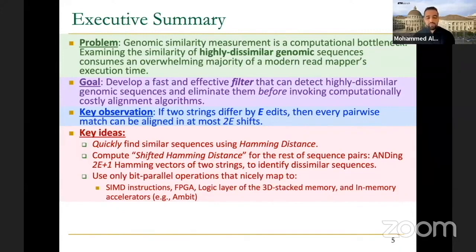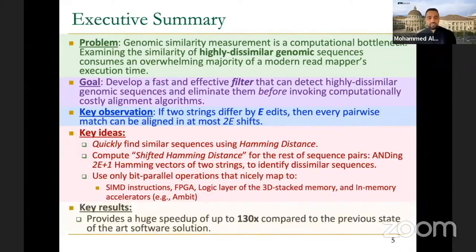Both of these two steps, we apply in FPGA. The entire algorithm is highly parallelizable, since everything relies on bit-parallel operations, so you can use any hardware platform because this is a really hardware-friendly algorithm. You have the option to use SIMD instructions, as published in the SHD paper, or you can use FPGA, or 3D stacked memory, and so on.